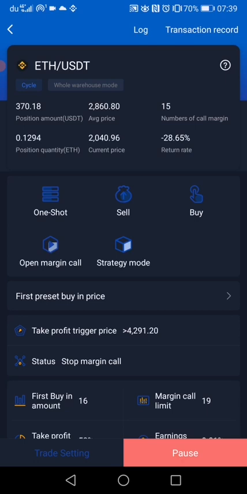So these are little things you need to know on Royal Q trade settings. The position amount, which is the amount you have invested. The average price, the average of the totality of your buys. The number of margin calls, the margin calls you have made so far in that trade. The position quantity, the quantity you are holding of that particular asset. Then the current price, the price at which the coin is trading. Then the return rate, the distance it has to travel to get to your average price.